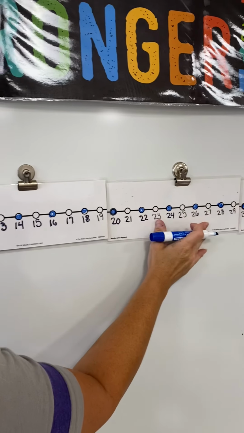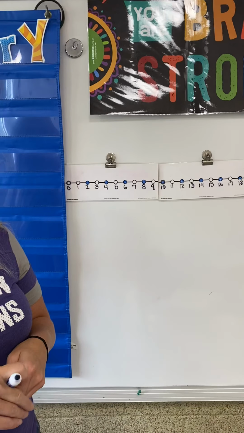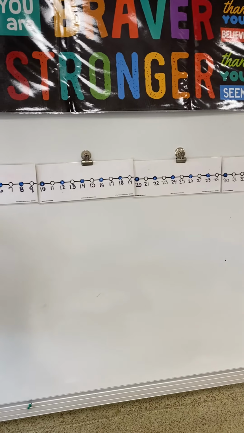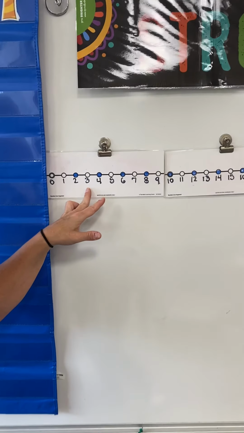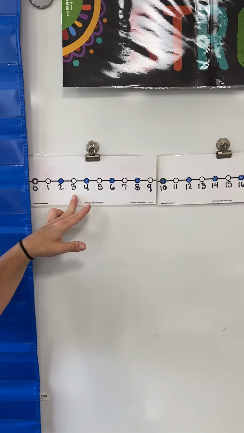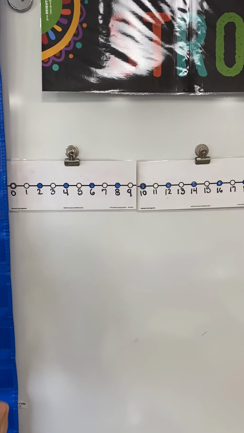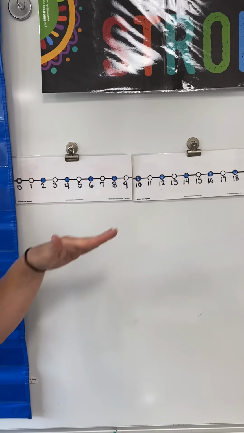So what kinds of things do you notice about the multiples of 2? So the multiples of 2 are skipping over what kind of numbers? We're skipping over those odd numbers. So all of the multiples of 2 are even numbers. So to find the multiples of 2, you add 2 each time.